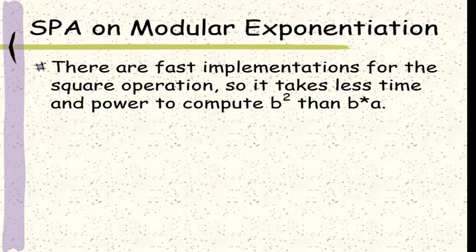Square is a special case of multiplication, since it is a very popular operation in signal processing and other applications. Many systems have a special implementation of square that is normally more efficient than multiplication. This results in measurably shorter time and less power consumption to compute b squared than a times b.